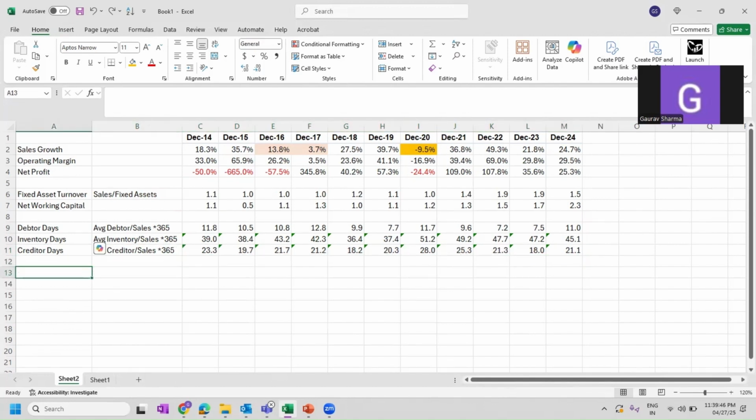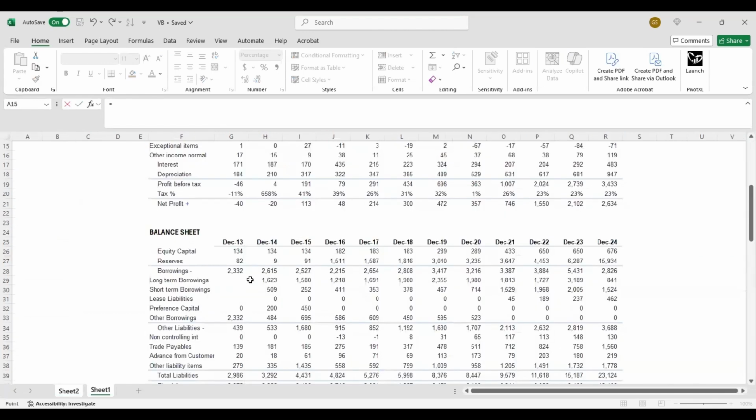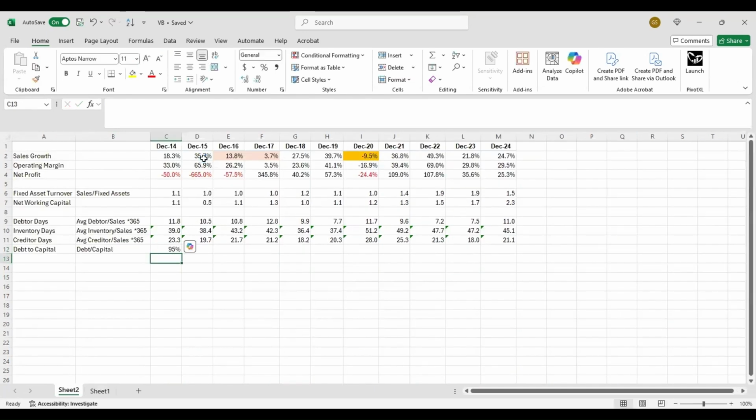We now move on to the debt to capital ratio. The formula is debt divided by capital, as the name suggests. The ratio will go to the borrowings, which is there in our balance sheet. So this is the sum total of all the long-term borrowings that we have, and then we will divide it by our share capital plus the borrowing. It comes to 95%.